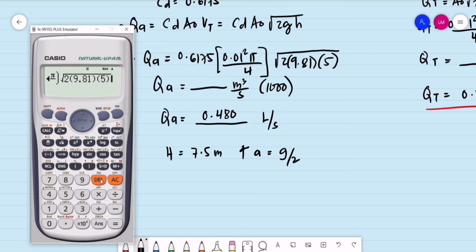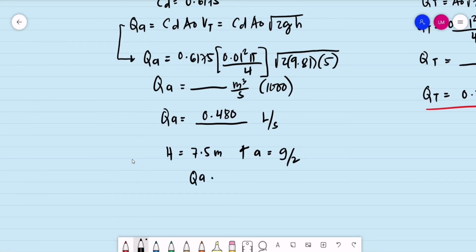Edit lang natin ito. Palitan lang natin yung 5 ng 7.5. Then, tingnan natin kung nasa choices. That is 5.88. So, times 1,000. Okay, that is 0.588. Yung flow rate actual naman nito is 0.588 liter per second.